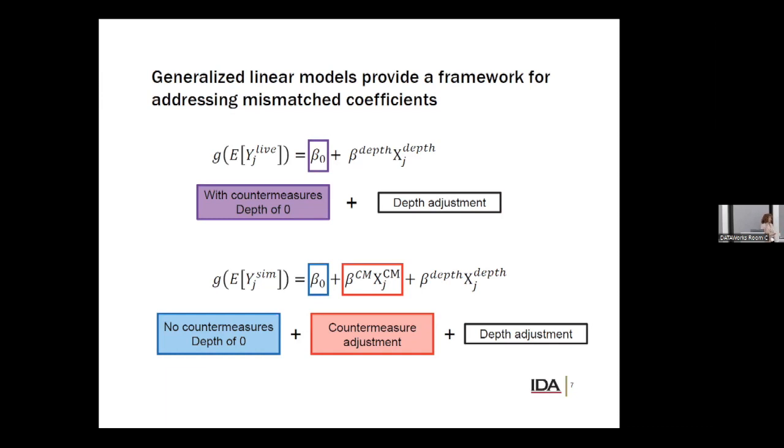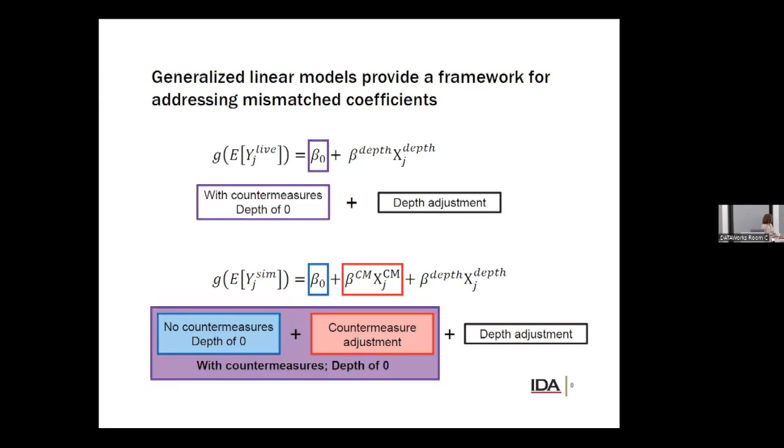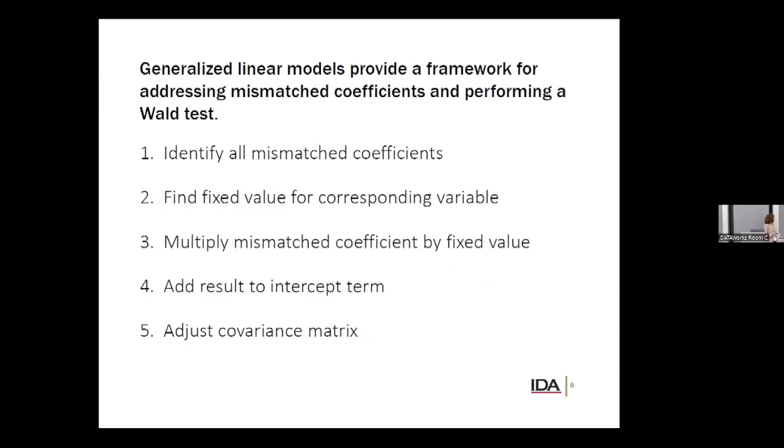So the way to deal with this is to just reformulate this intercept term in the second model. You basically add the coefficient describing countermeasures to the intercept term, and now you have a new intercept that describes the model's predictions with countermeasures at a depth of 0. Now we can compare this intercept term with the intercept term from our live model, run the Wald test, and everything is good. So that is the algorithm that we applied to generate this robust Wald test in R.